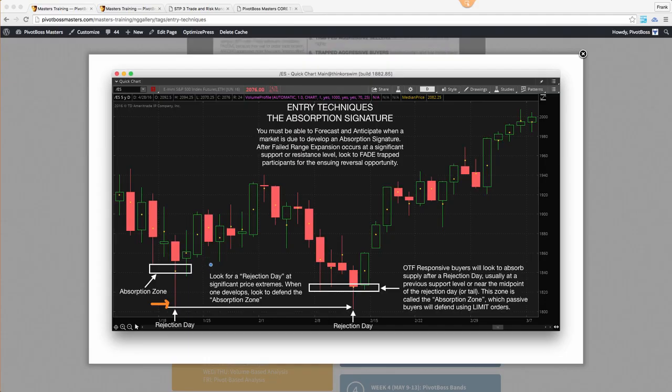Again, I can go back and pull the tapes for this, but after the rejection day, the idea was to look to defend the midpoint of that level. And absorption, if it occurs in that zone, will likely influence price higher. That's what happened, and price rallied right into our 39.5 target. Remember, we had 39.5, price hit 1940. We hit our target within 2 ticks.